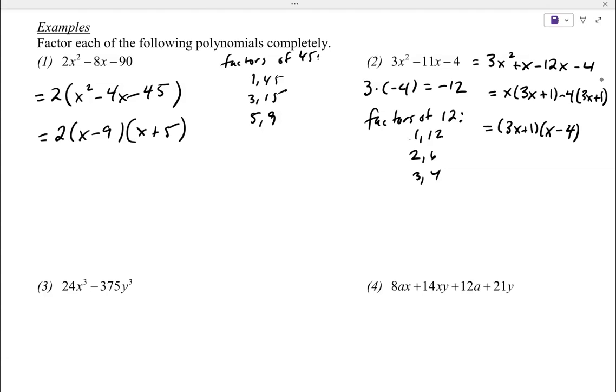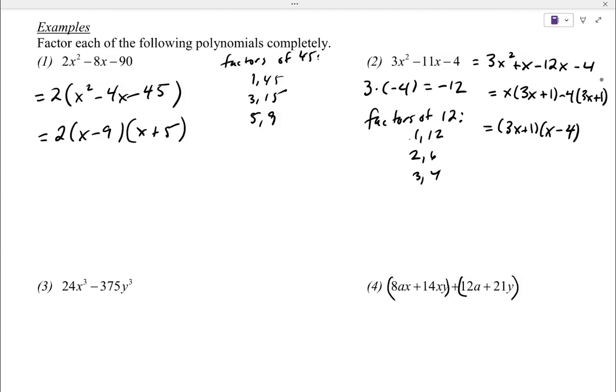Okay. Let's look at number 4 together real quick, and then we'll do number 3 as well. We look at number 4 here. There's 4 terms. So we probably want to use what? Grouping, right? But again, first thing you should always look for is, is there a GCF? And I don't think there is in this case, right? So let's do it by grouping. Group the first 2, group the second.